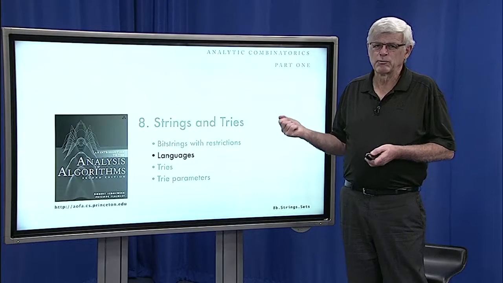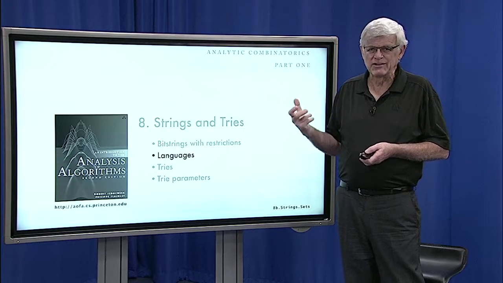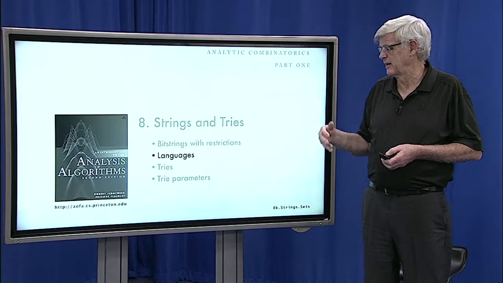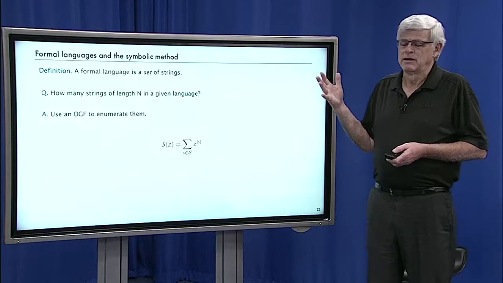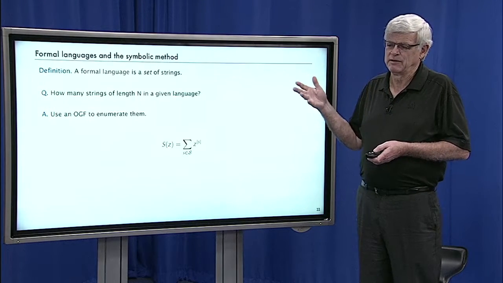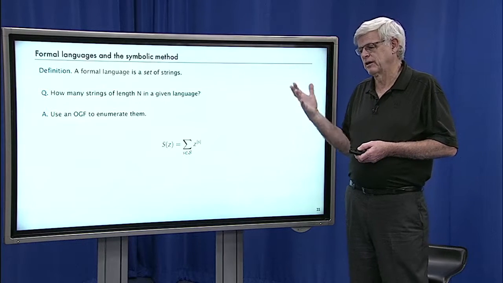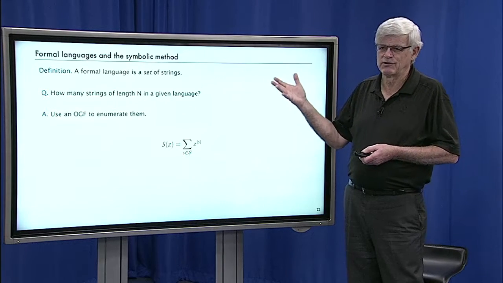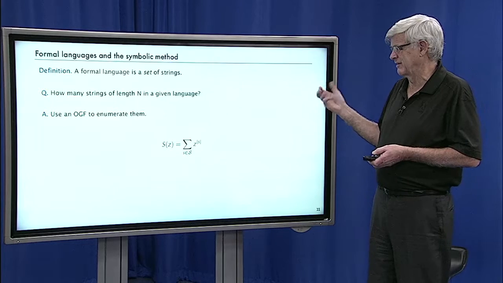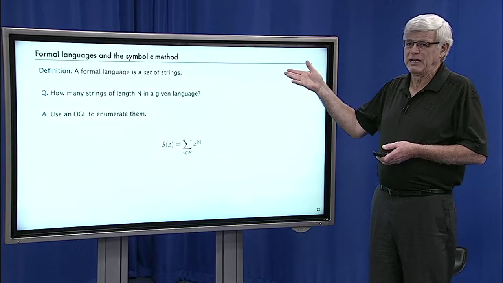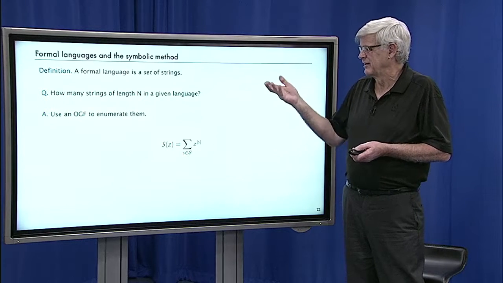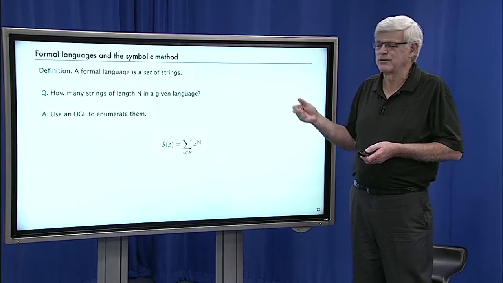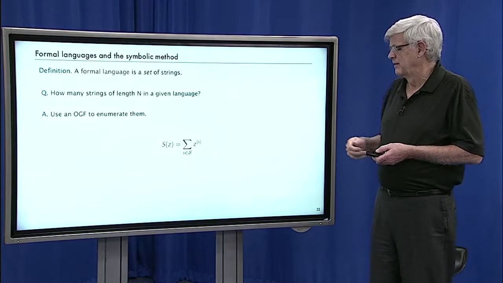So now we're going to just briefly take a look at the relationship between the symbolic method and formal languages from computer science. And probably for people that have studied formal languages, these kinds of questions have occurred. A formal language is a set of strings, and the natural question is, how many strings of length n are there in a given language?